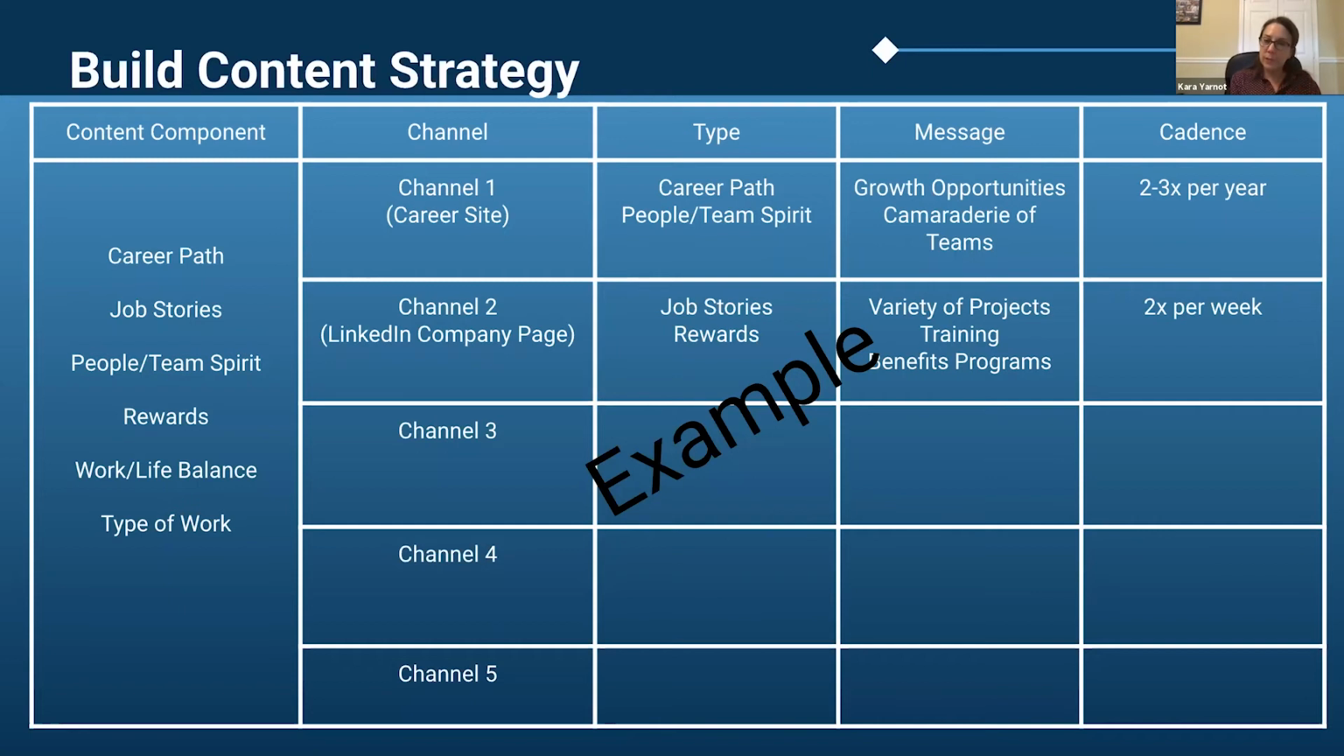We've determined through the research that the people we're after are regular users on LinkedIn. They're pretty engaged on LinkedIn. They tend to follow a lot of different companies beyond just their own or their competitors. So we want to use LinkedIn to tell some of those job stories and also to talk about the rewards that you receive as a part of being a consultant at HireClix.